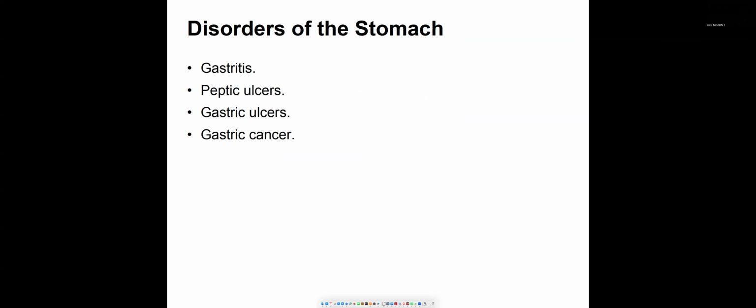Okay, let's look at disorders of the stomach. Gastritis. This is inflammation of the stomach lining caused by infection or alcohol or certain medication. Peptic ulcers, so these are sores in the stomach or duodenum, usually caused by a special type of infection called H. pylori infection or non-steroidal anti-inflammatories. Gastric ulcers, these are specific peptic ulcers located in the stomach lining which cause pain and potential bleeding.